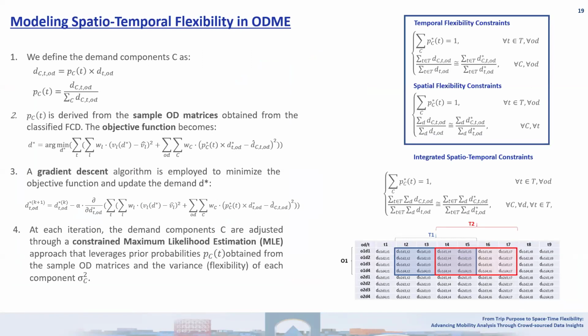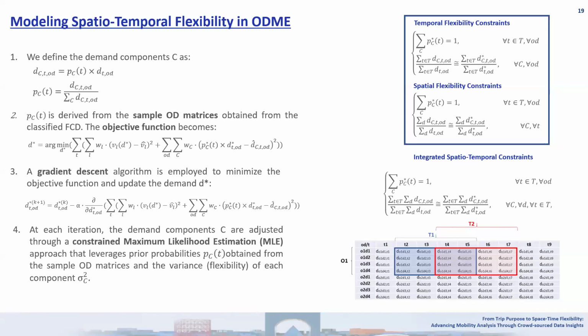So we define each travel demand component as a product of the prior probability of the single travel demand component that we have obtained from the classified floating car data. So we can define each unknown variable as the product between this prior probability and the actual variable that we want to estimate: the demand for each origin destination pair and for each timing. So we don't increase the number of unknown variables in our problem. Then we use the same gradient descent algorithm in order to optimize the problem.